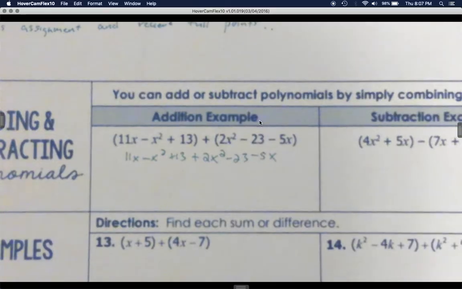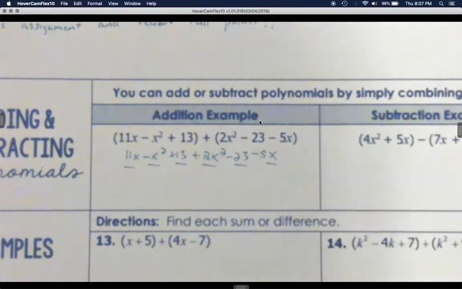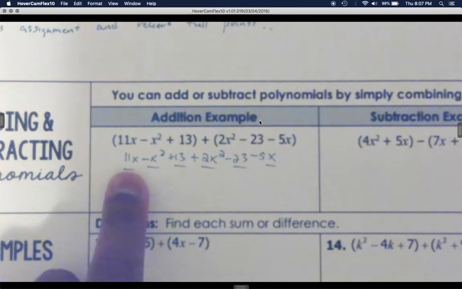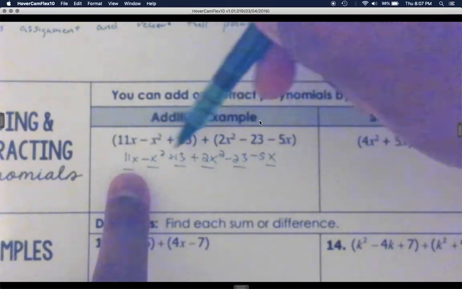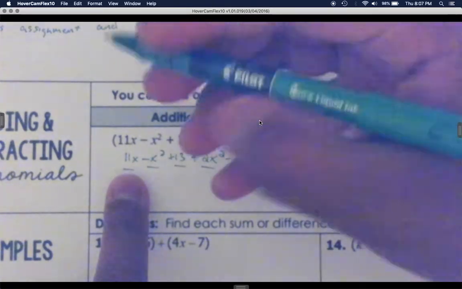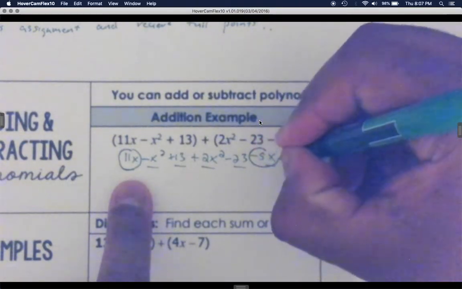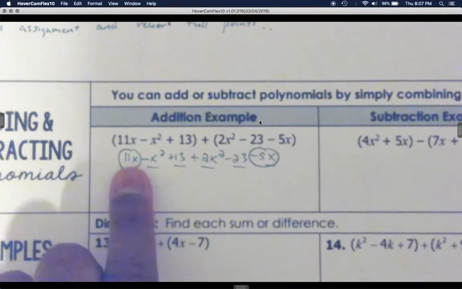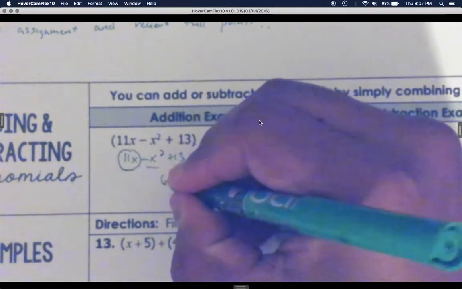Now, this is the part that you have to be able to do. You combine like terms. The terms that are like are the ones with the exact same variable with the exact same exponent. So for instance, notice that you have 11x here. Is there another term that just has an x? Yes, it's that -5x here. So what I like to do is circle the ones I'm concentrating on, and add them. So 11x minus 5x combined would be 6x.